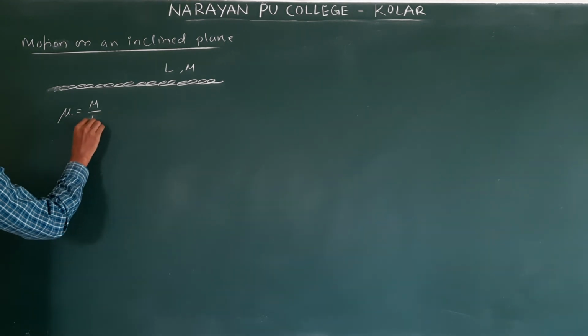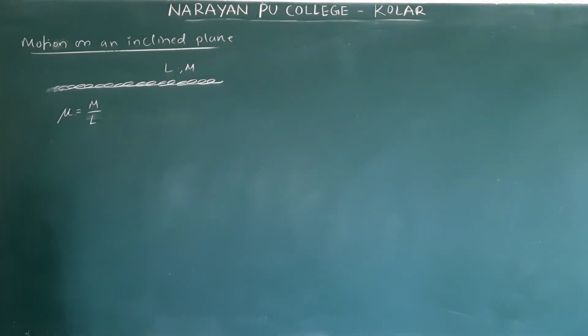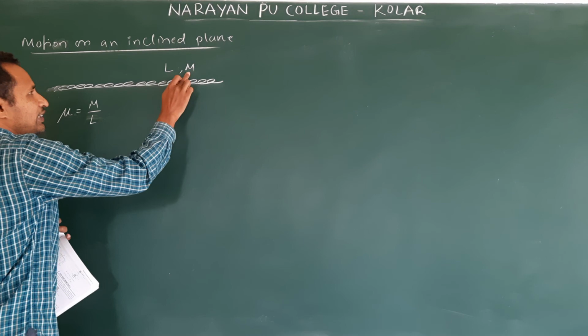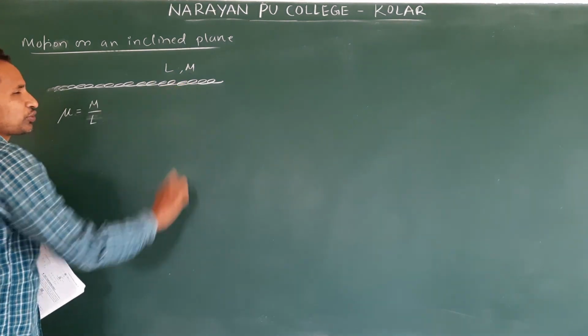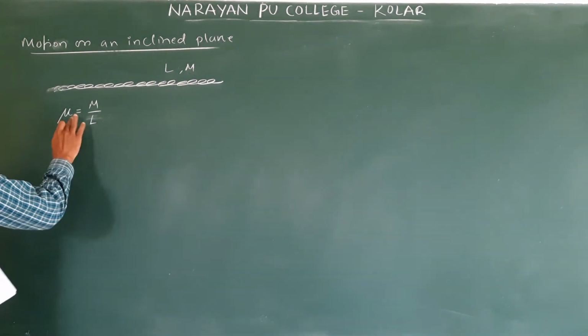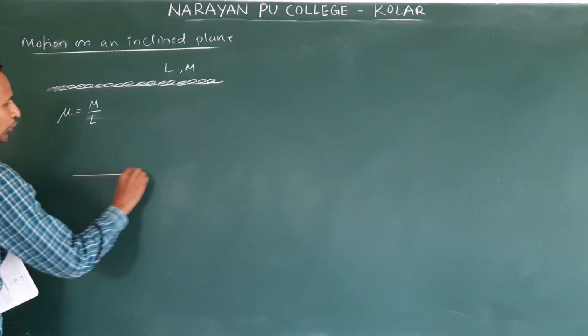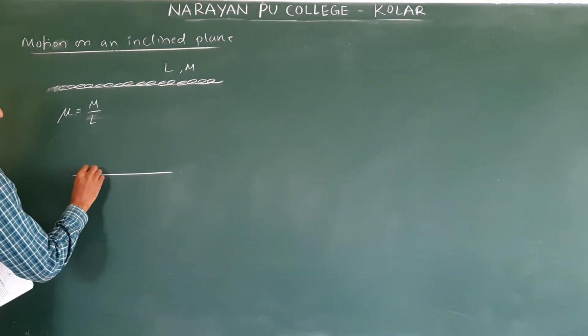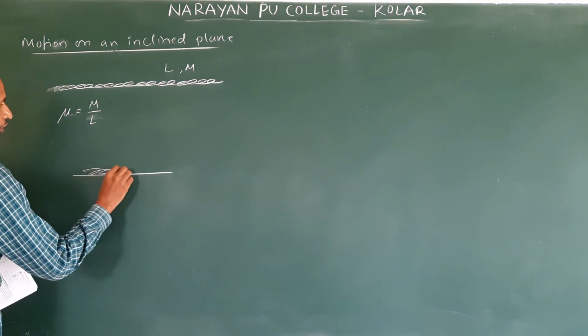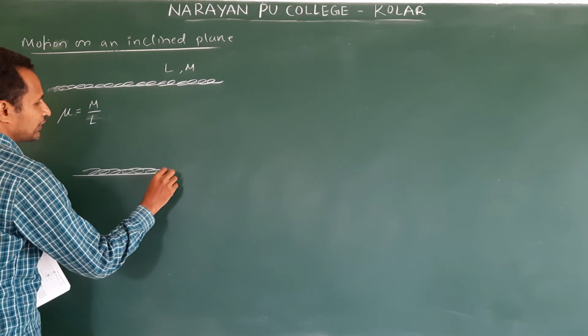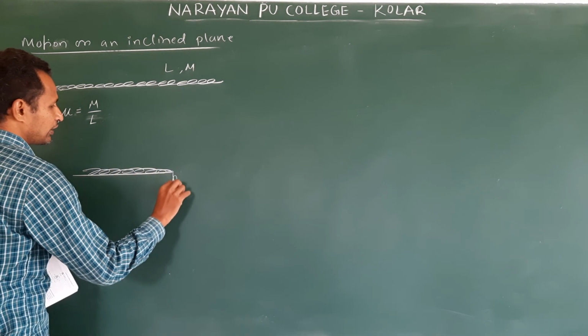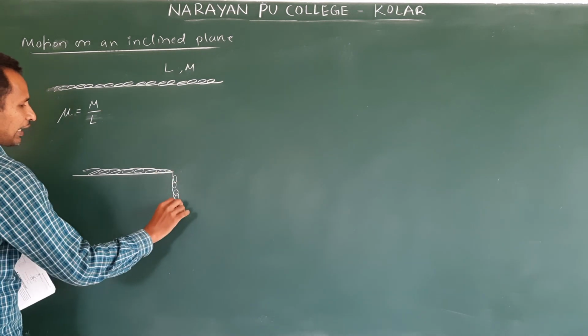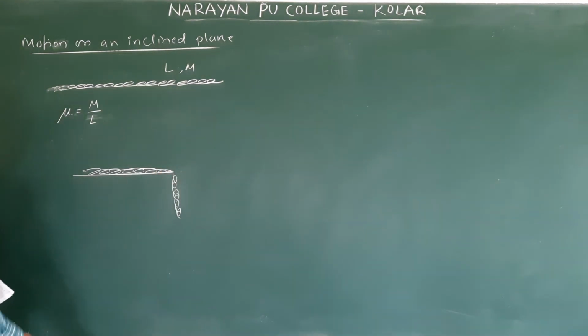Okay. Because this M is not concentrated at one point, it is distributed. So I have taken the linear mass density. Now we place this chain like this. Some portion is on the table and some portion hangs from the end like this.